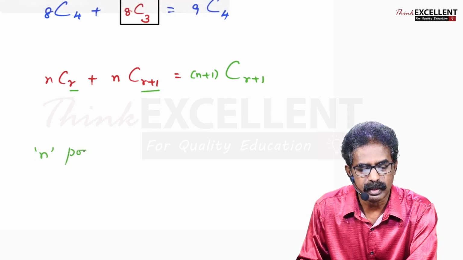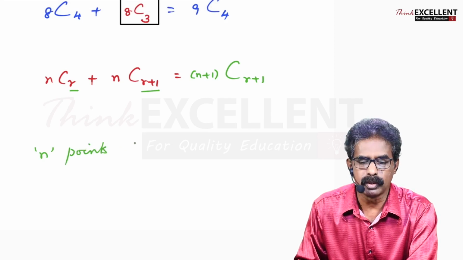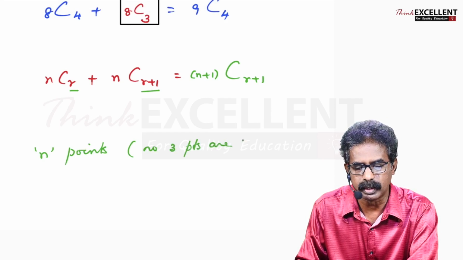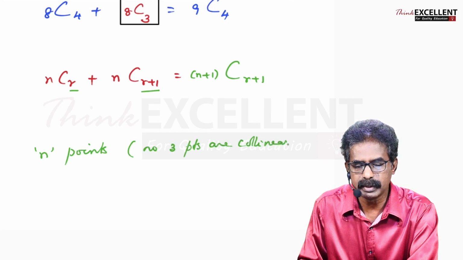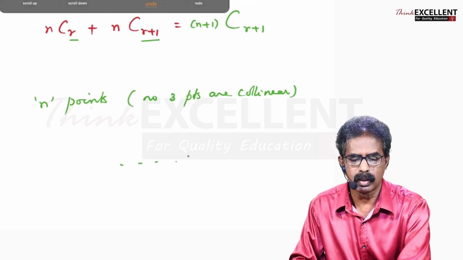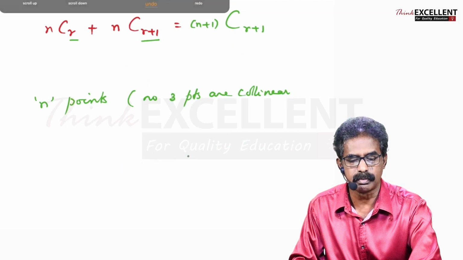N points are given. What is the specialty? No 3 points are collinear. Collinear means they lie in the same line. Suppose the points are lying in the same line, how many lines can you draw? Only one line, right? So this method is not possible.